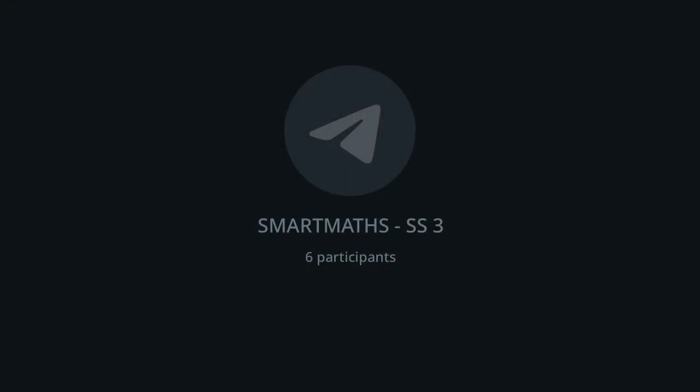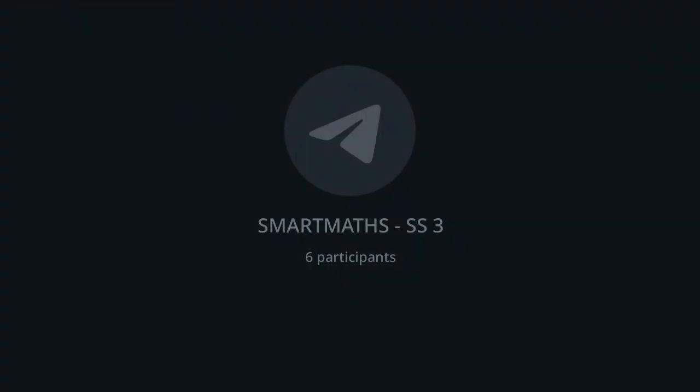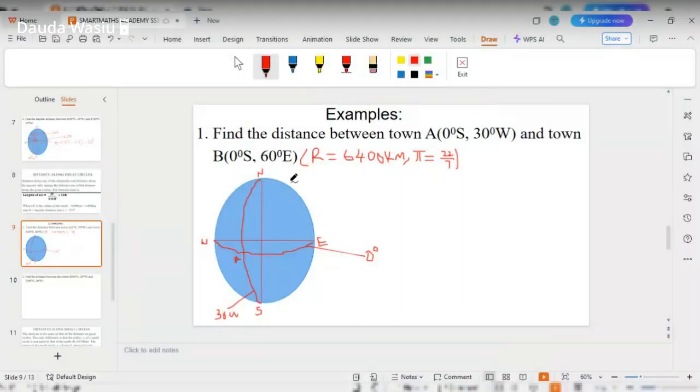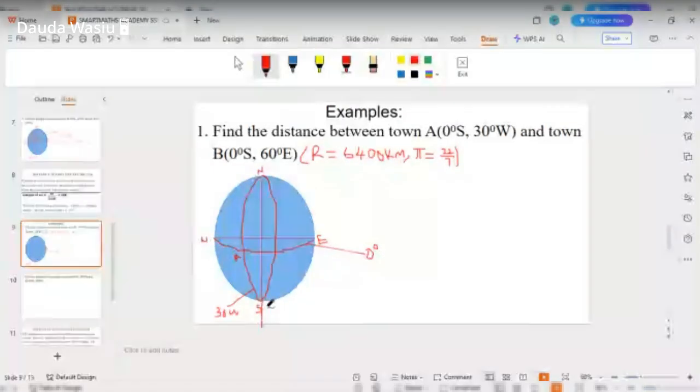Then the second one, town B, 0 degrees south, they have the same latitude, the different longitude. That's 60 degrees east. So east side of the meridian, we come to the east side of the meridian, we have this. So we have this, which is 60 degrees east.